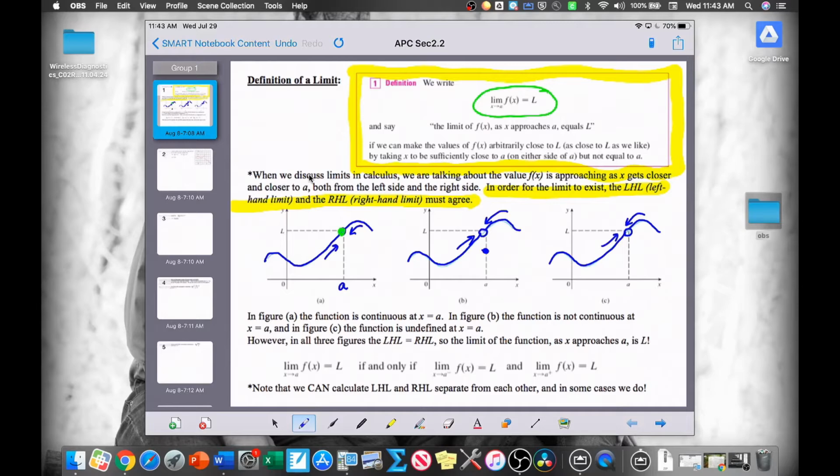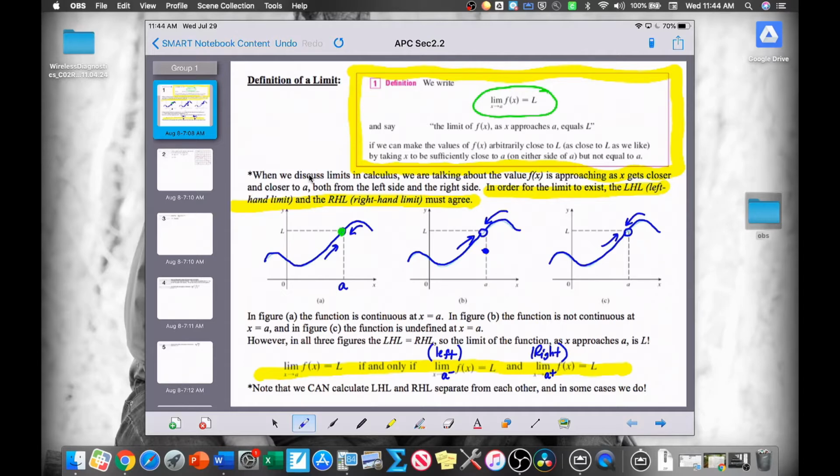So then we have this further part of our definition down here that the limit of f of x as x approaches a is equal to L if and only if the limit as x approaches a from the left side is equal to L and the limit as x approaches a from the right side is equal to L. Okay, so I want to really point out that this a negative means from the left, and this x approaches a positive means from the right side of a. So I want you to note that we can calculate left-hand limits and right-hand limits separately from each other. And in some cases we do.